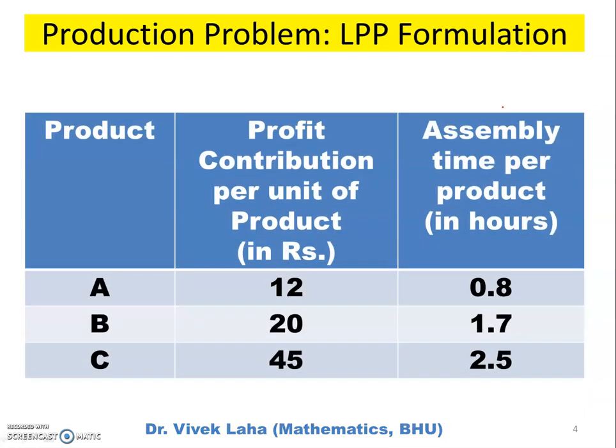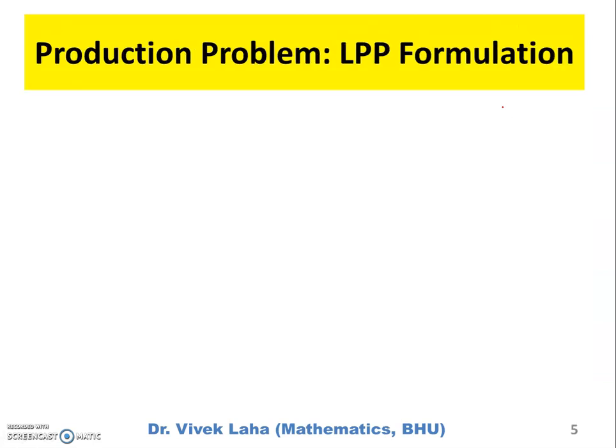Now, this is the data associated with the production problem. The profit contribution per unit of the product in rupees: for A it is 12, for B it is 20, and for C it is 45. Whereas the assembly time per product in hours is 0.8, 1.7, and 2.5 for A, B, and C respectively.